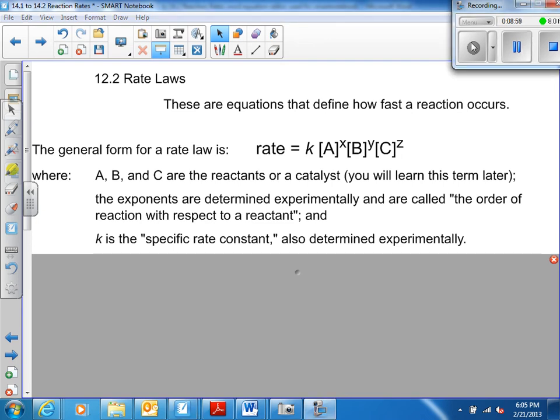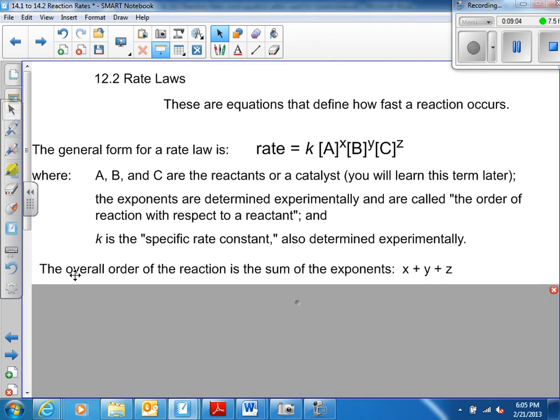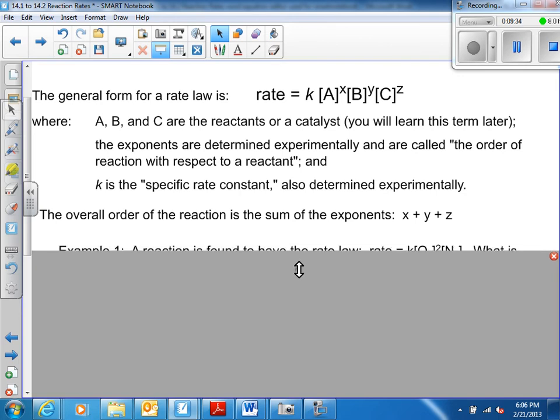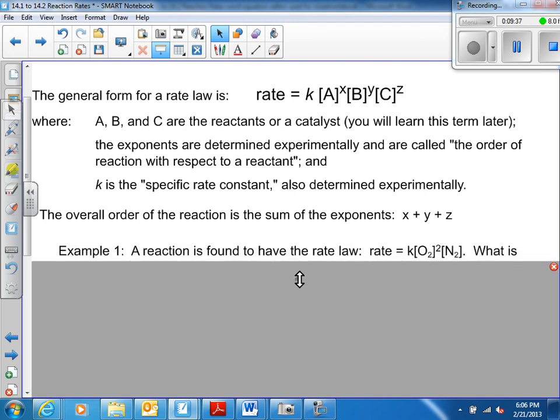And K, right here, is called the specific rate constant. It's also found experimentally. There's also something called the overall order of reaction, and to find that, you just add the exponents for the orders of each of the individual species. And we find that the overall order of a reaction is usually not more than 3. You don't need to memorize that, but you'll find out later why that is. It would be called a termolecular collision if you had 3 things reacting. And if you have 3 particles colliding, you'd have an order of 3, which gives you a little hint about what the order is. We'll learn about something called mechanisms later.